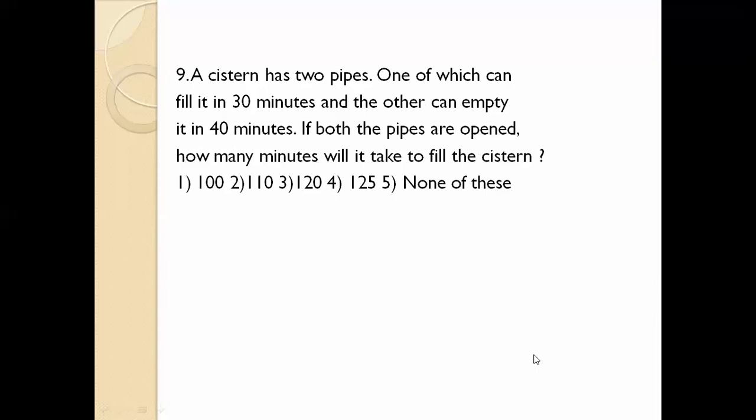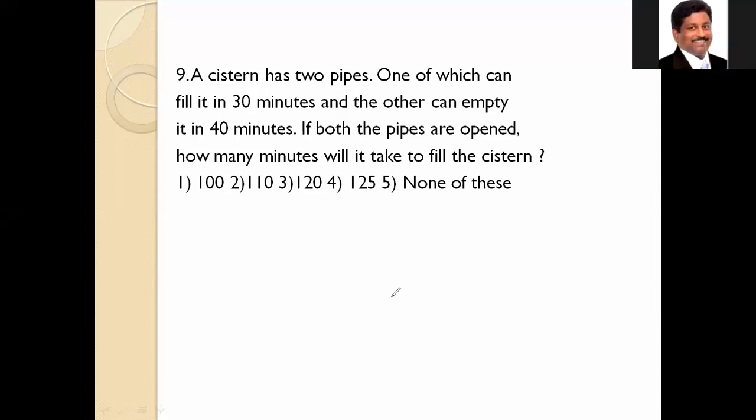Now, this is another model type of question. A cistern has two pipes, one of which can fill it in 30 minutes and the other can empty it in 40 minutes. If both the pipes are open, how many minutes will it take to fill the cistern? A cistern has how many pipes? Two pipes, one of which can fill it in 30 minutes, another can empty in 40 minutes.